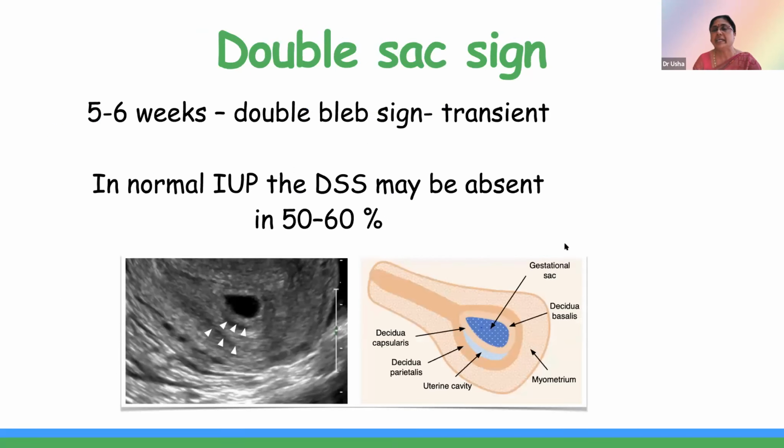So there's another feature which can help us to identify that this sac is really an intrauterine pregnancy, that is the double decidual sac sign. Because we know the decidua, after the embryo gets implanted, is divided into 3 parts. One is the decidua basalis, and we have decidua capsularis and the decidua parietalis. So these 2 decidual layers with a little bit of fluid in the endometrial cavity can be seen as 2 separate lines.